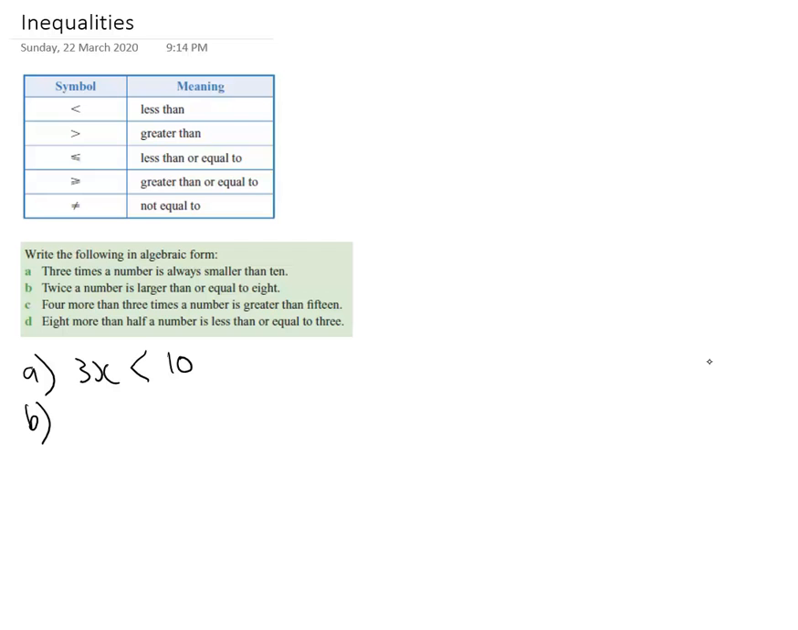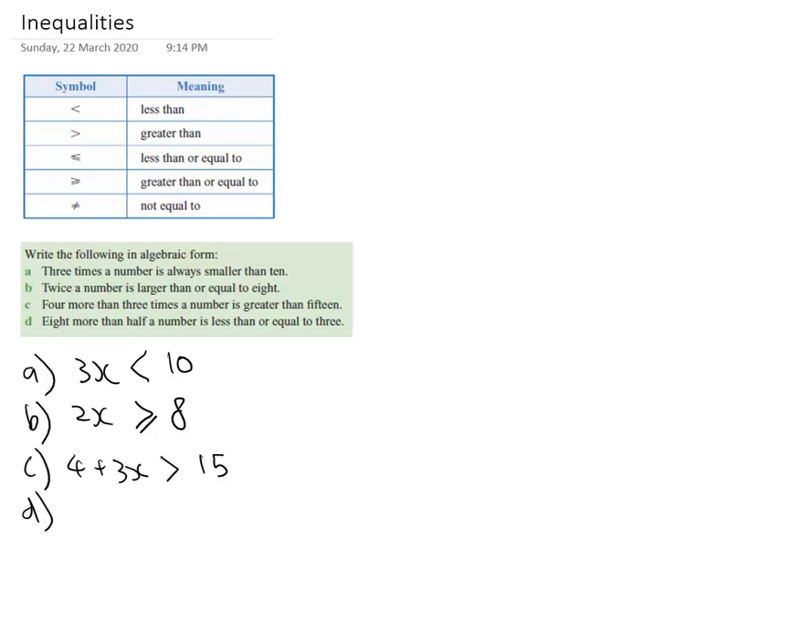For part B, twice a number is larger than or equal to 8. So twice a number, we can just write 2x is larger than, so the large side now is going to point to that left side, or equal to 8. That's all we need to do for that part B. Part C. 4 more than 3 times a number is greater than 15. So 4 more than 3 times a number, we could say it's 4 plus 3 times a number is greater than 15. Easy peasy.